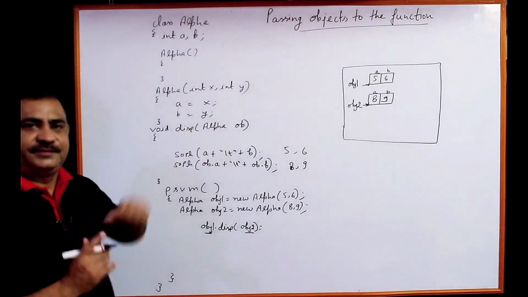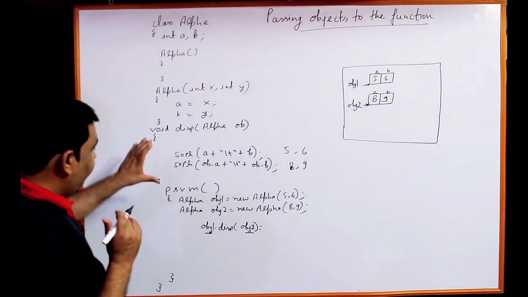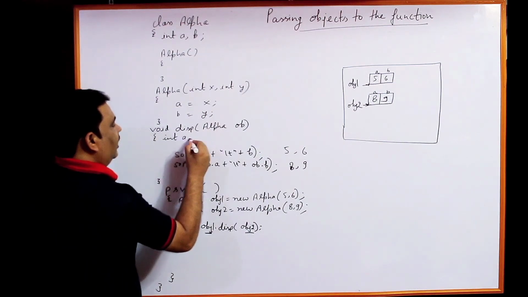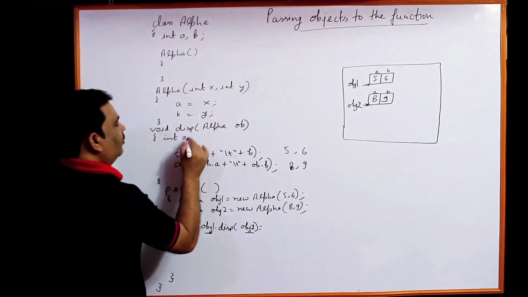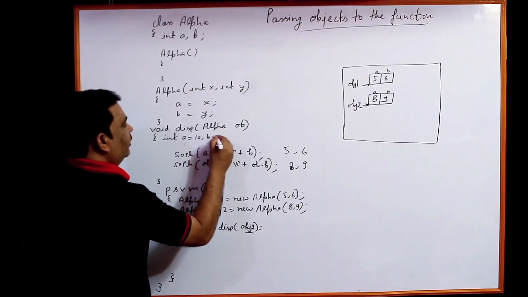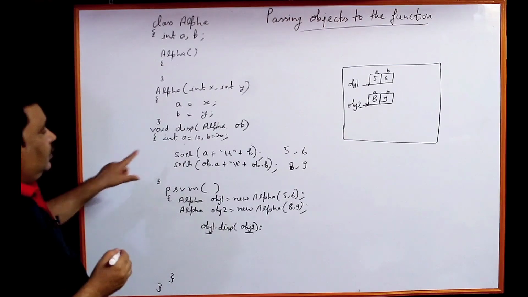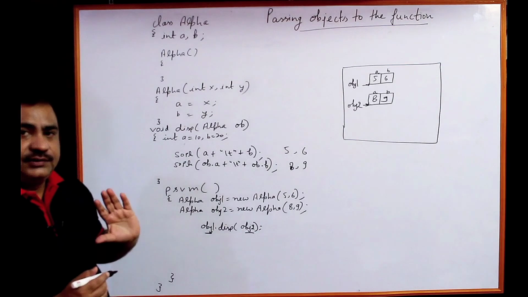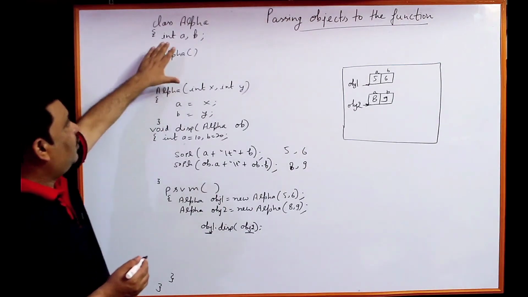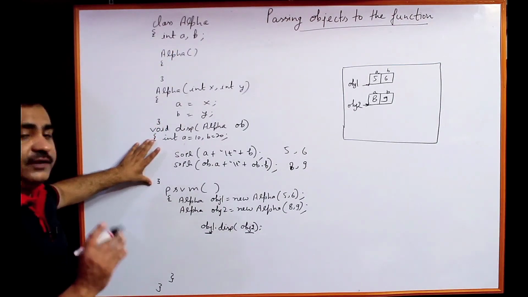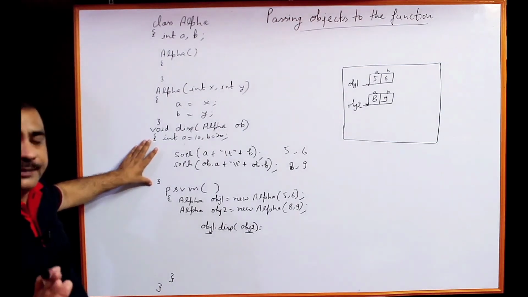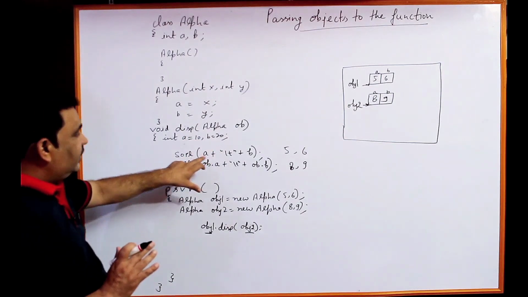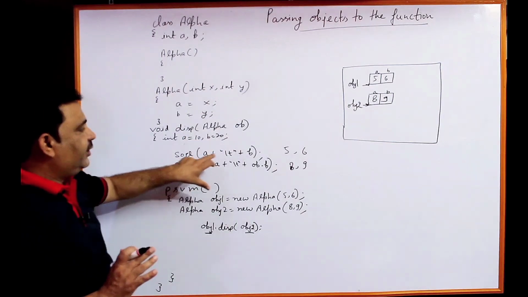One more thing, if this function also contains local variables like int a equal to 10, b equal to 20, the local variables have the same names as the data members. So what will happen? The scope of the data members in this function will be removed for temporary sake. You can say it will be hidden. So this time the values of a and b will be 10 and 20.